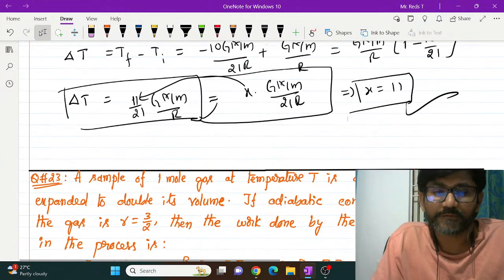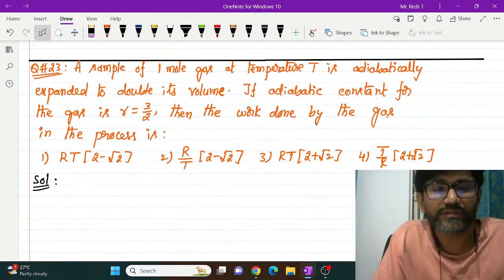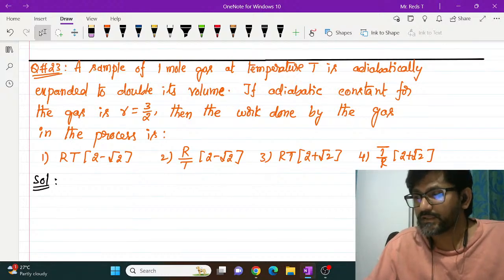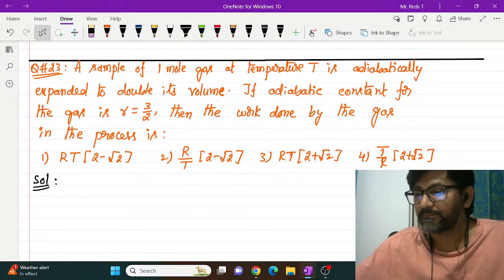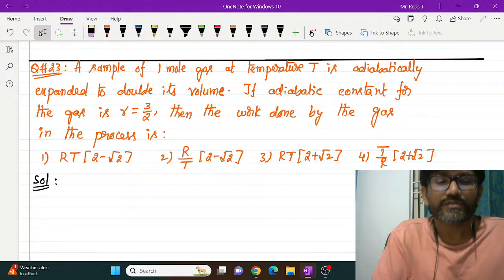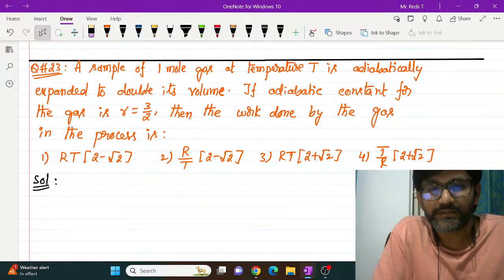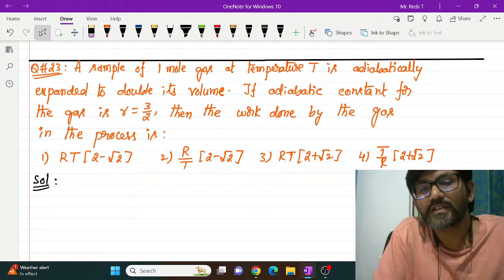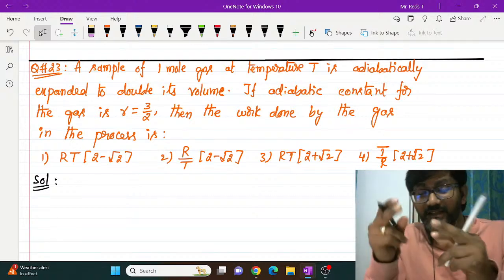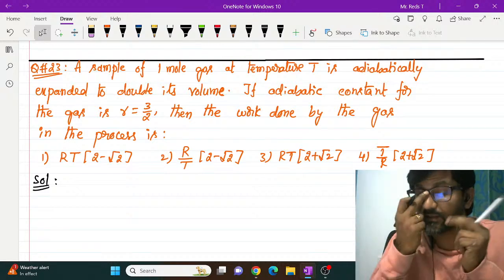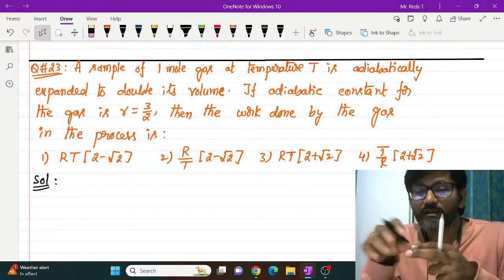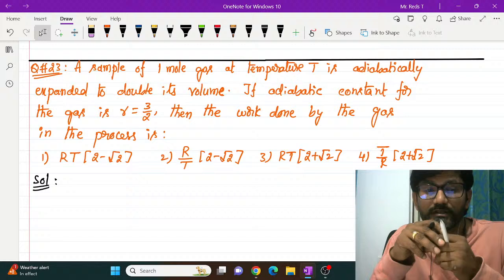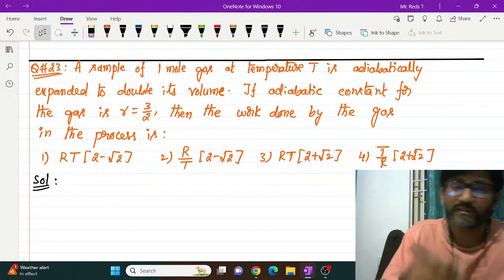Then the next question is this one. What is given here and what are you asked to find? Let us see. It is given that a sample of 1 mole of gas at temperature T is adiabatically expanded. Adiabatic process, already one question we did. This is also based on adiabatic, but there, when the volume is changed, you were asked to find the ratio of pressures. Gamma is given.